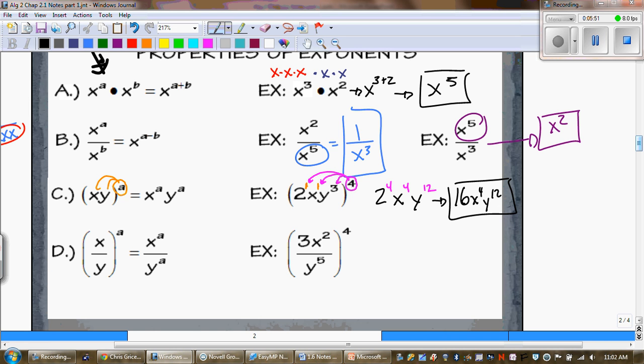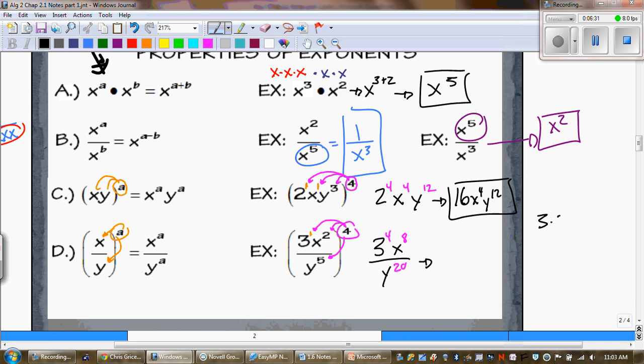D, when we have the fraction, okay, we still distribute. That exponent still goes to everything. Okay, we always check to see if we can reduce what's inside the parentheses. Anything that doesn't have an exponent has an exponent of 1. And then we distribute, okay? Our bases stay the same. We are not changing those. The only thing that changes is the exponent. 2 times 4 is 8. 3 to the 4th, y to the 20th.